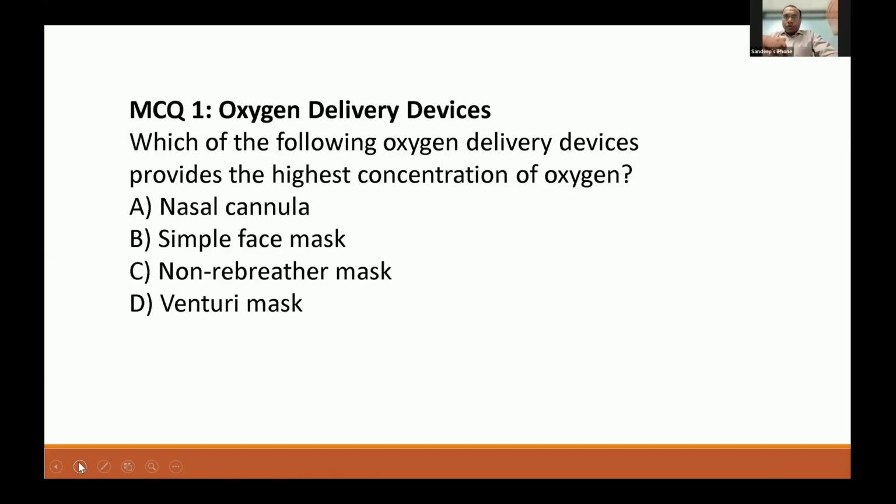So this is the first question. Which of the following oxygen delivery devices provides the highest concentration of oxygen? Yeah. We can have answers.